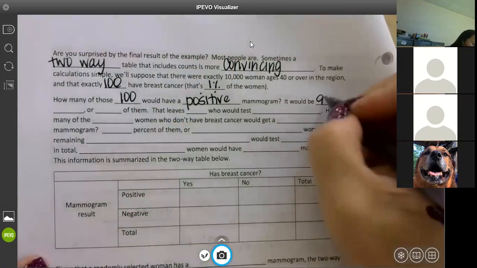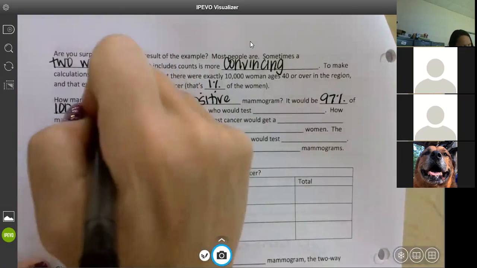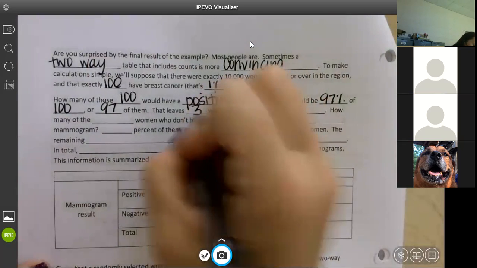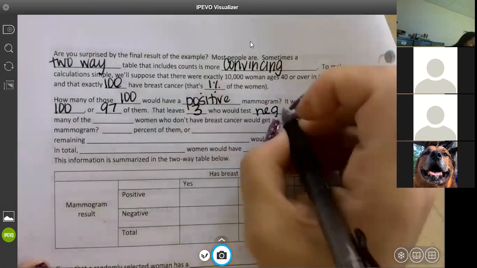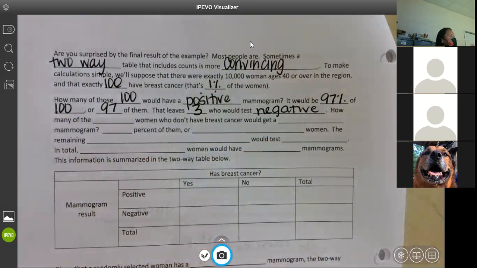It would be 97% of 100, or 97 of them. That leaves 3 who would test negative. Again, all it's doing is taking those percentages from this last page we did and putting in actual numbers. That's it. So it's nothing new.